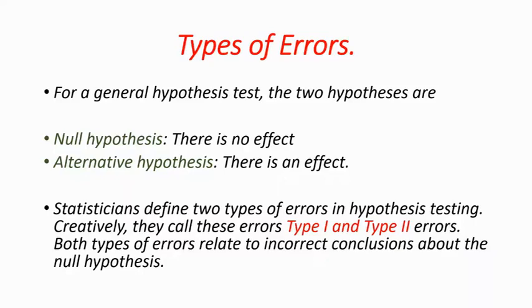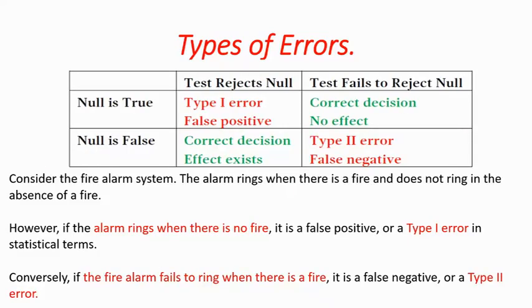So statisticians define two types of errors in hypothesis testing. Creatively, they call them type 1 and type 2 errors. The type 1 error is nothing but we reject the null hypothesis when it is actually true, and type 2 error is nothing but we fail to reject the null hypothesis when it is actually false.